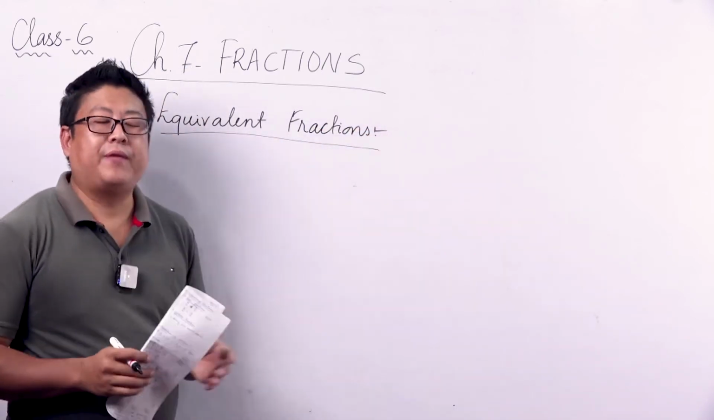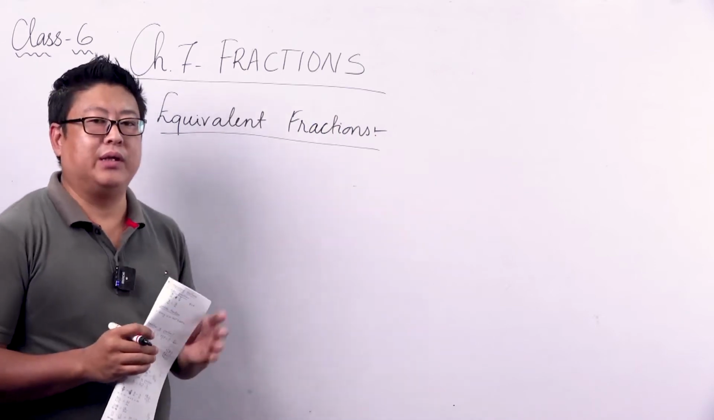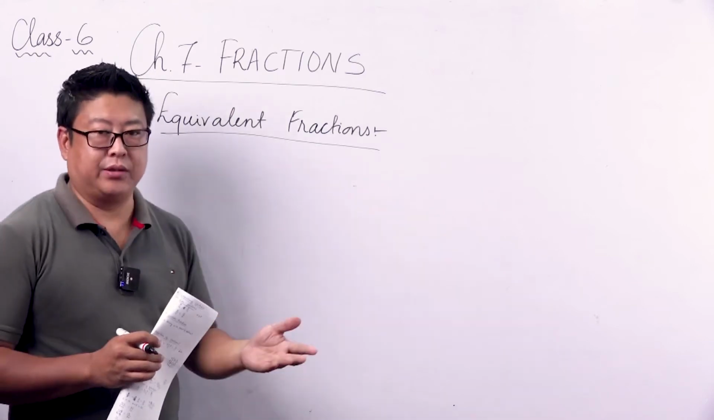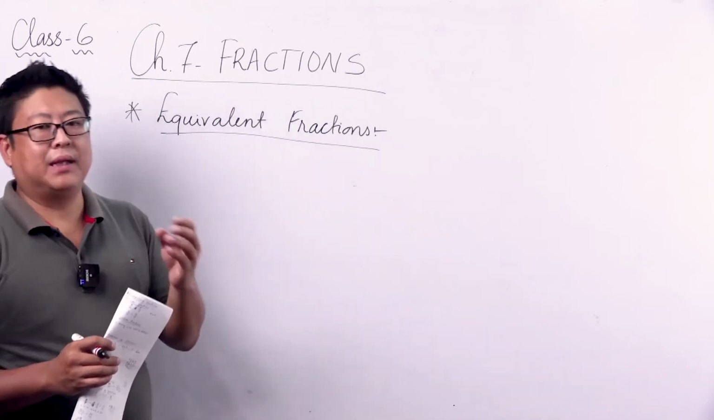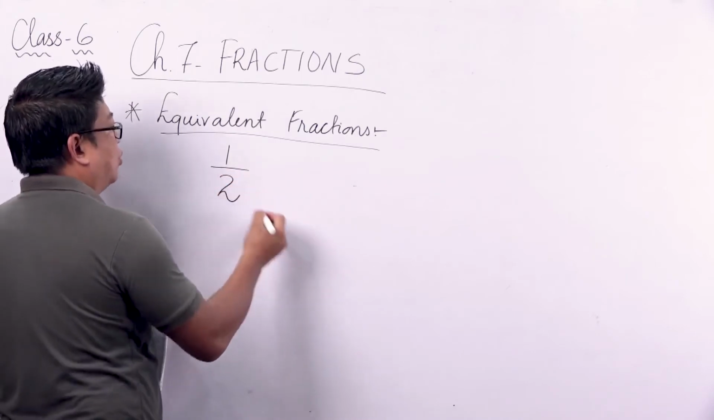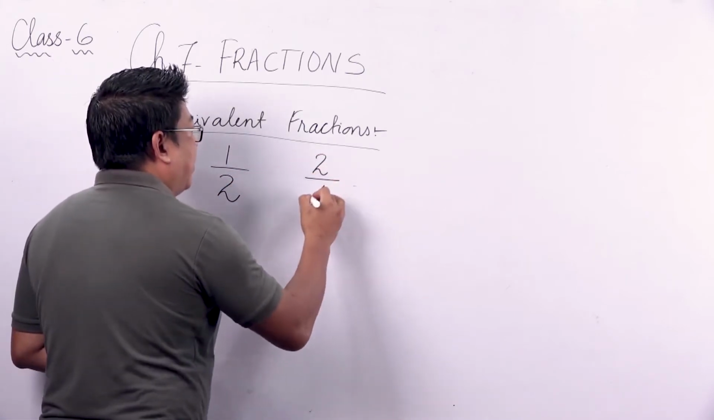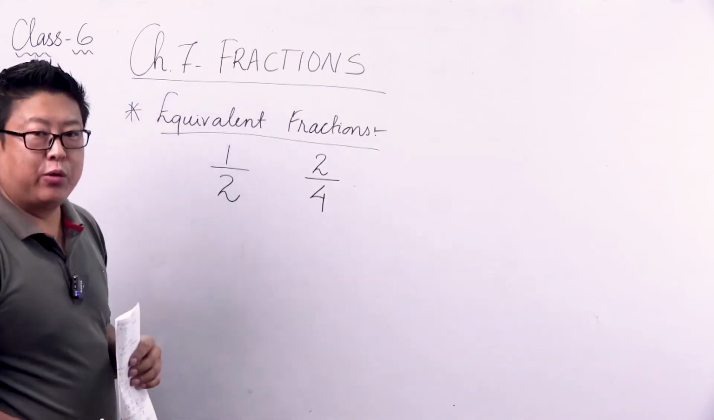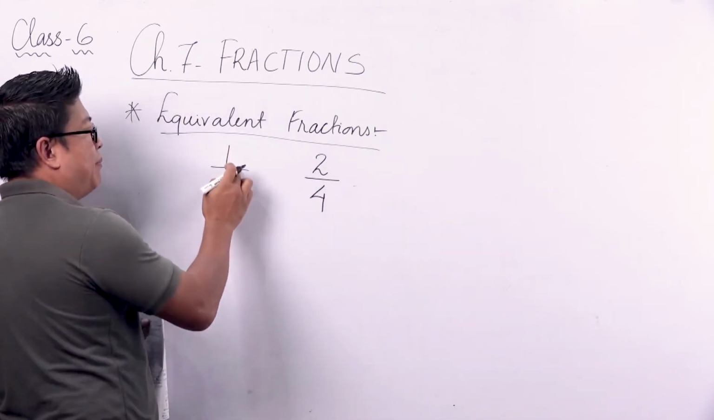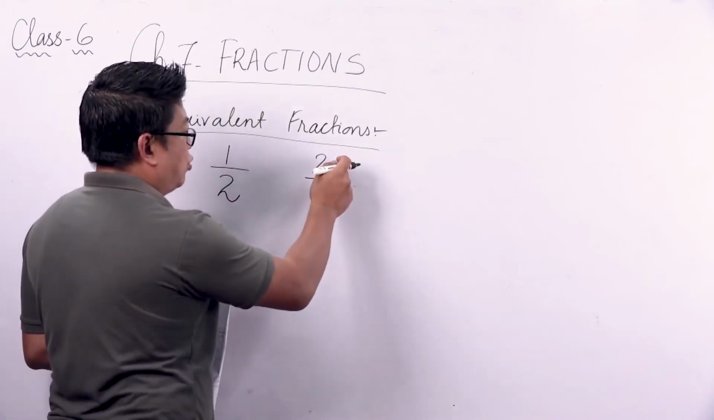Now, equivalent fractions, we have already learned about it in the previous class. Equivalent fractions means same fractions. They are same, but they look different. Let's take an example, 1 by 2 and 2 by 4. They are equivalent, though they look different. This first fraction is 1 by 2. The second fraction is 2 by 4.